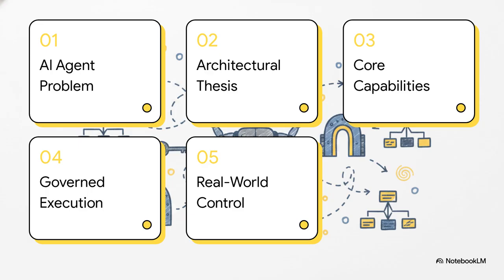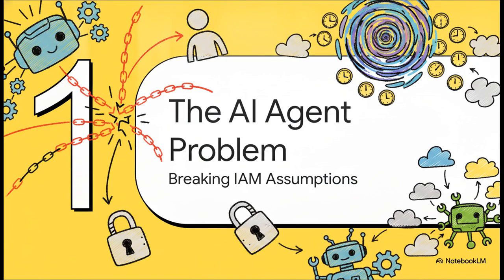We're going to break this down into 5 parts. 1. The AI agent problem. 2. The architectural thesis. 3. The 5 core capabilities. 4. Governed execution explained. And finally, 5. Real-world agent control. All right, let's jump right into part 1, the AI agent problem.